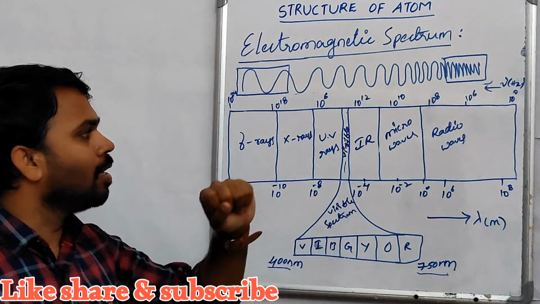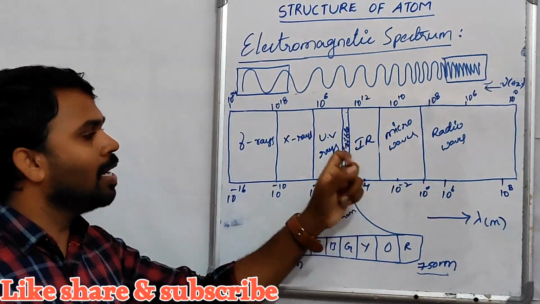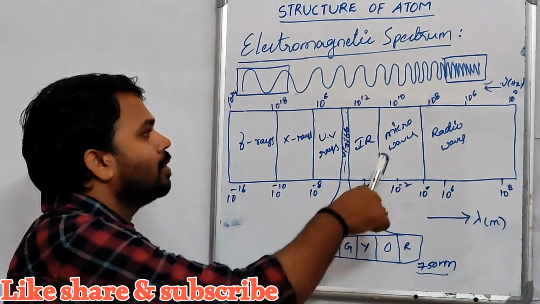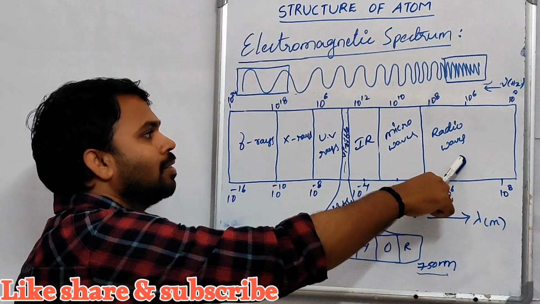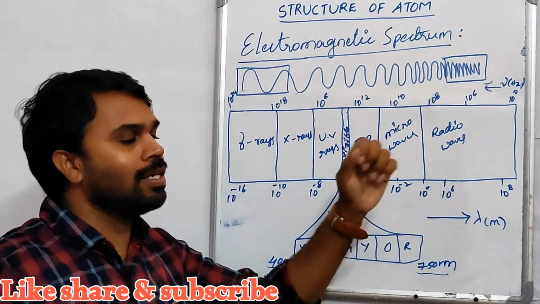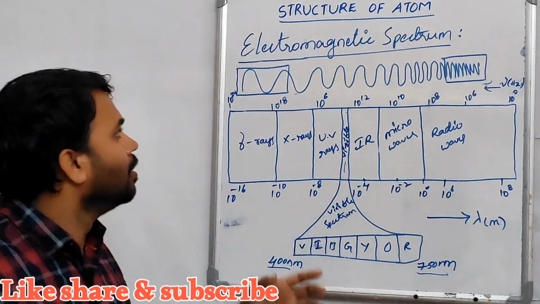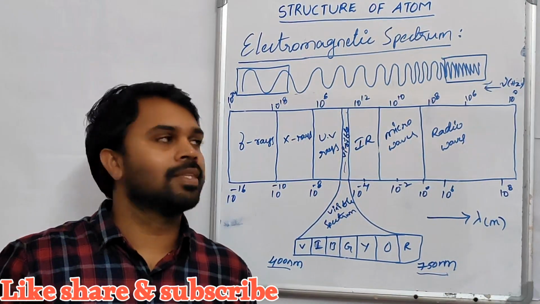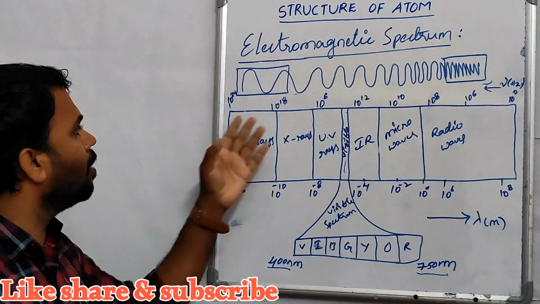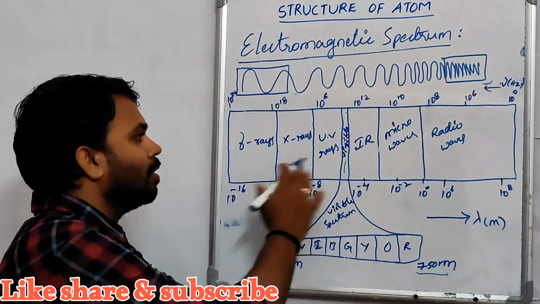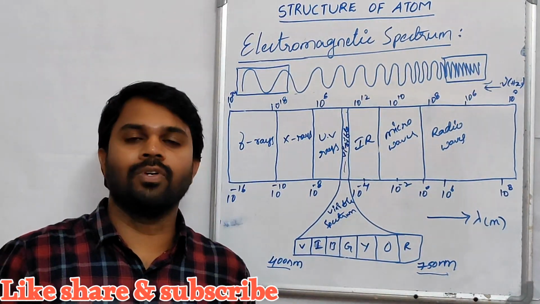Now next is IR rays, that means infrared rays. Next, microwaves. And last, radio waves. Radio waves have the highest wavelength and least frequency. This is the electromagnetic spectra. You do not need to remember all these values. You just remember the order. Then you can answer the questions.